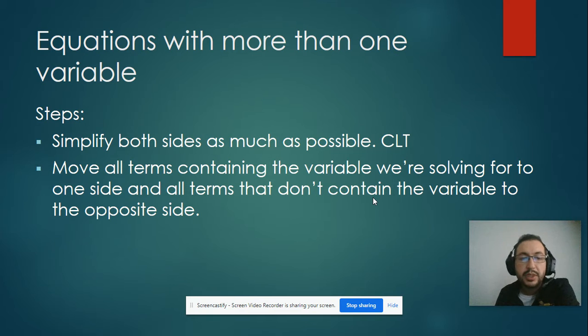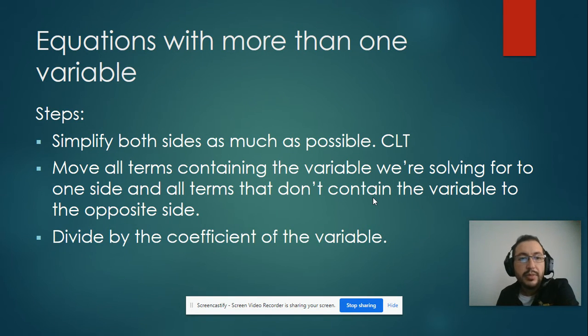Step number two, we're going to move all the terms containing the variable to one side and all the other terms to the opposite side. Same as we do with equations and inequalities, but now we're going to be moving other variables. Then at the end, same step, we're going to divide by the coefficient of the variable. Our goal is to isolate, or leave alone, the variable that we are solving for.